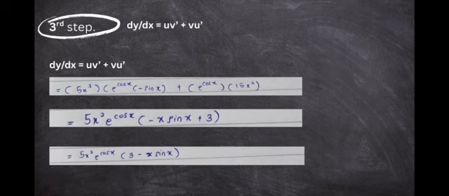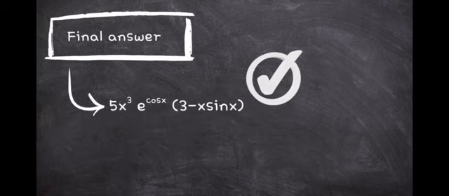After substituting, we shall factorize the equation we get, which will be 5x squared multiplied with e power of cos x multiplied with negative x sin x plus 3. Lastly, we can rearrange the equation to get 5x squared multiplied with e power of cos x multiplied with 3 minus x sin x, which will be the final answer.